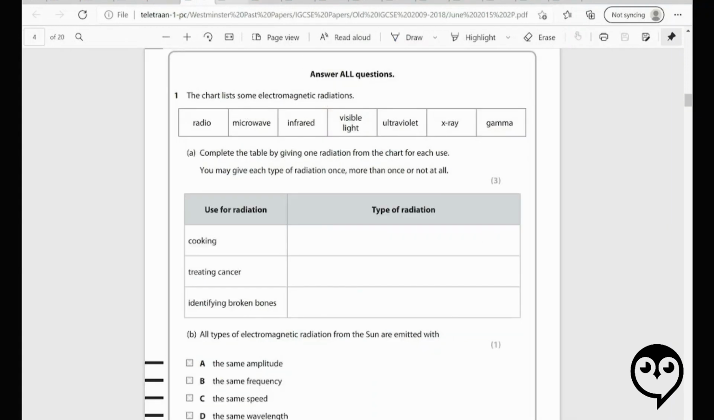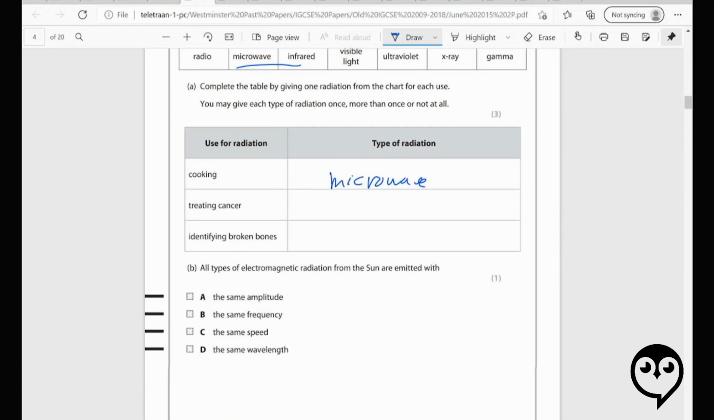So, yeah, this is 2015. This is a June paper 2 at Edexcel. Real quick, what's the type of radiation for cooking? Interesting. I could say infrared or microwave. Probably they're going to go microwave for some reason. Treating cancer. I've seen in a previous question about X-rays treating cancer, but I'm pretty sure we say gamma. And identifying broken bones, yeah, see, there we go, X-ray.